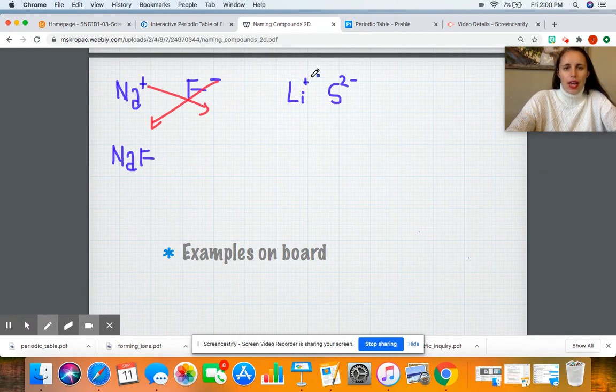Now I'm going to do that crossover rule. So the crossover rule, I'm going to bring the charge of lithium down here. I'm going to bring the charge of sulfur down here. And I am going to find I've got a lithium. Now sulfur has a 2 written next to it, so I want to put a 2. I'm then going to write S for sulfur. Lithium has a 1 written next to it. Remember, I don't have to write a 1. So overall, I have lithium sulfide with 2 lithiums and 1 sulfur.